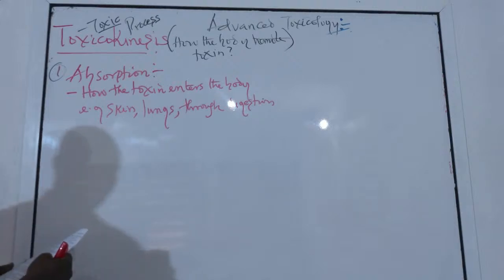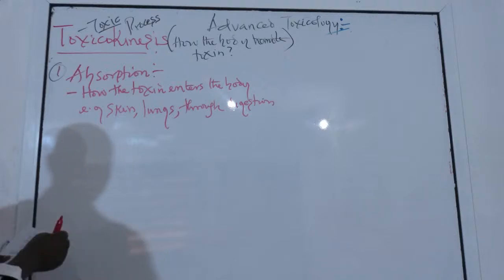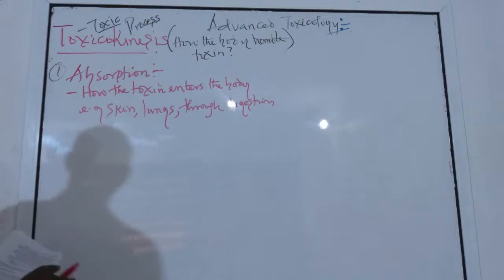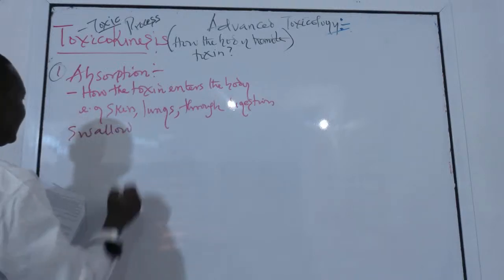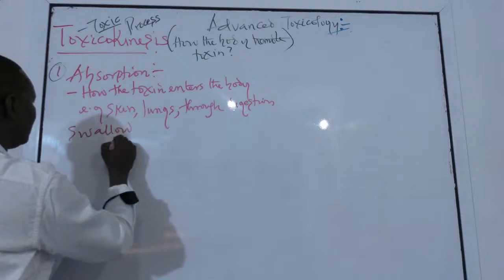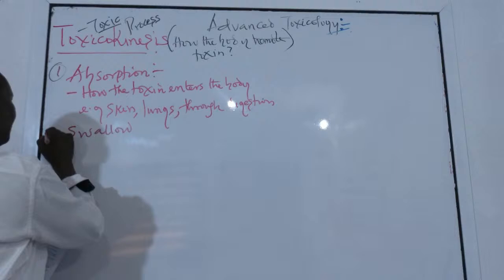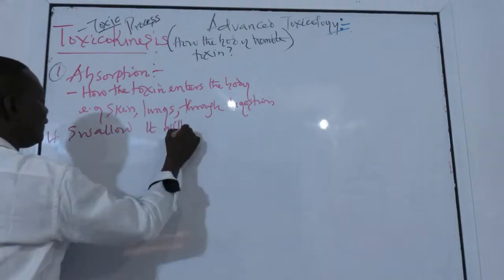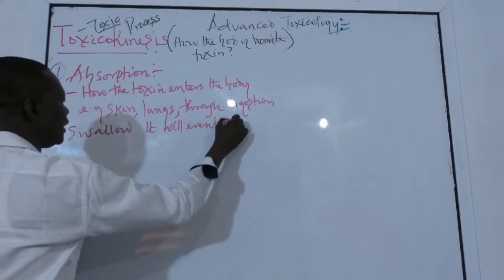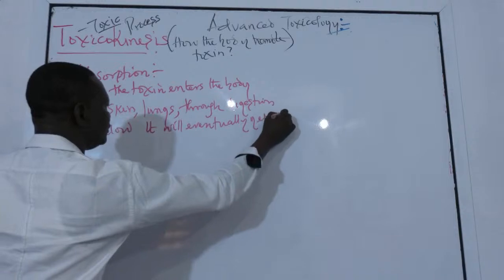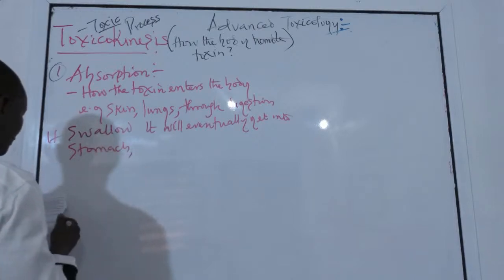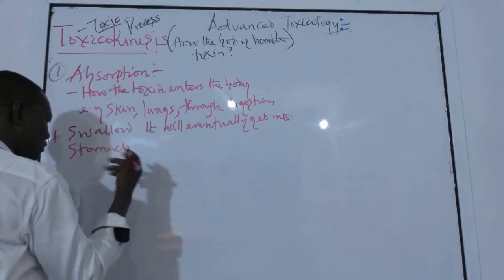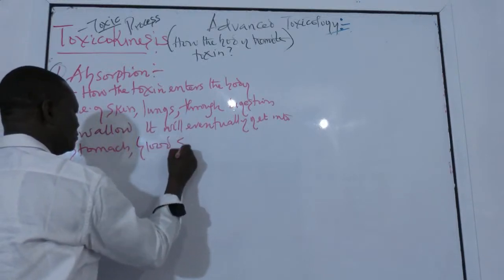An example in that case: if you swallow any toxic substance, if swallowed, it will eventually get into the digestive tract, into the stomach, and from the stomach it will circulate into the bloodstream.